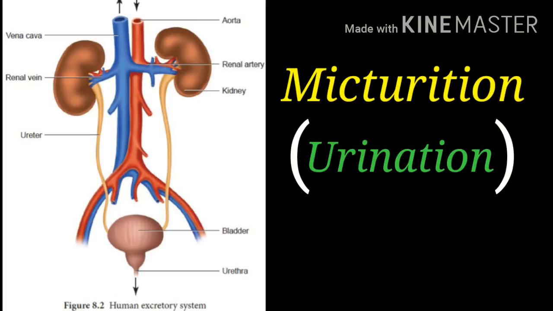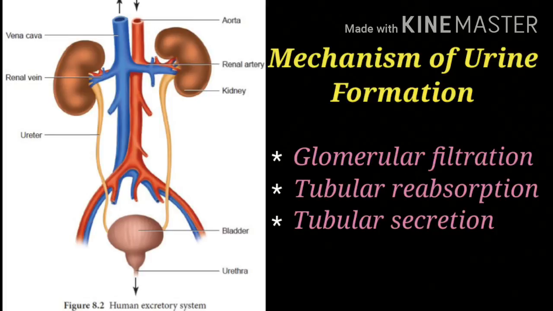A healthy person excretes 1 to 2 liters of urine per day. So, how many liters of urine does a healthy person excrete per day? A healthy person excretes 1 to 2 liters of urine per day. Clear, children?